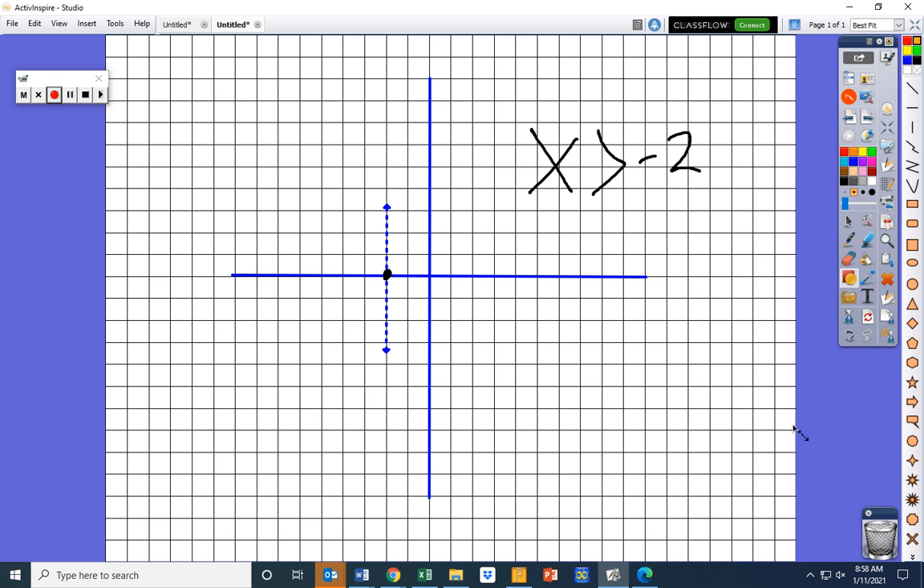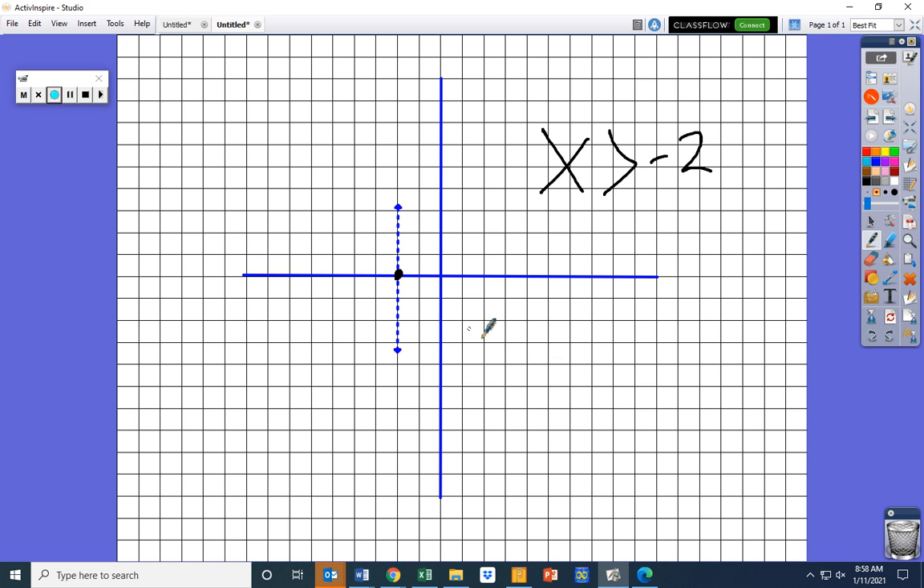Now, which side of this would make this true? If I shade this side, is that greater than negative 2? Or would I shade this side? So if you say to the right, raise your hand. If you say to the left, raise your hand. If I go to the left, any point over here, let's say this point. What's the x on this one? Negative 5. Is that true here? Is negative 5 greater than negative 2? No. So what side should be shaded? This side. Okay. Does that make sense?